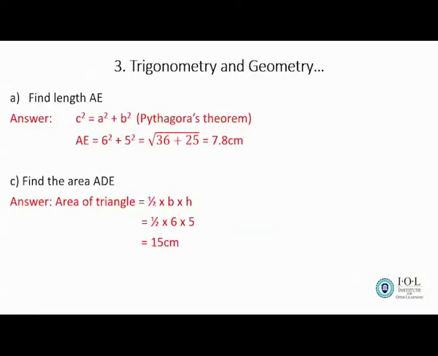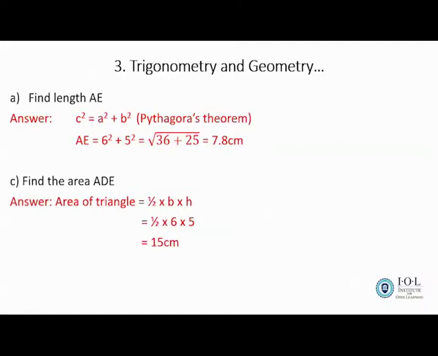AE. What is that? Of course, you have to use your Pythagoras theorem here, where it says that C squared is equal to B squared plus A squared, or A squared plus B squared. But what are we finding here? We're finding our C. This is C, this is A, that is B. So C is equal to the square root of B squared plus A squared. B is 5. 5 squared plus, what's our A, is 6 squared. So we have the square root of 5 squared, which is 25, plus 6 squared, which is 36.